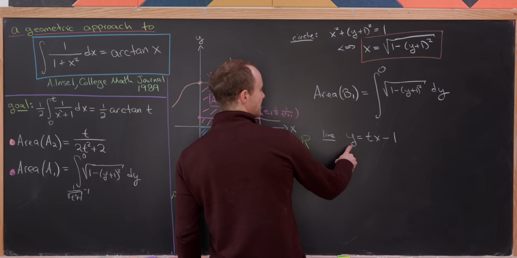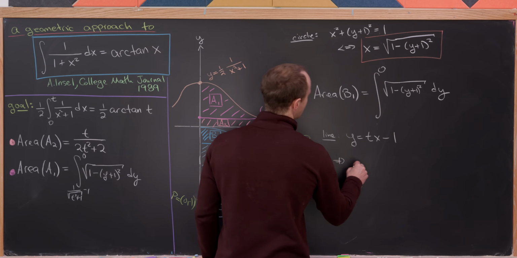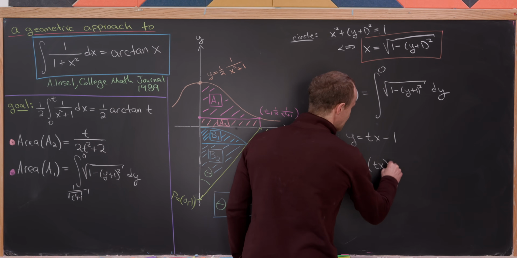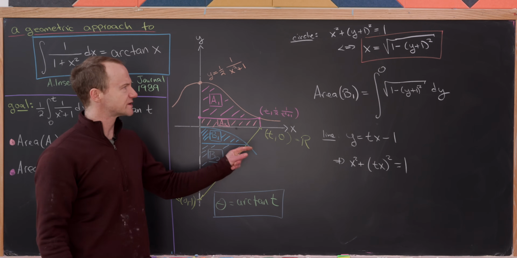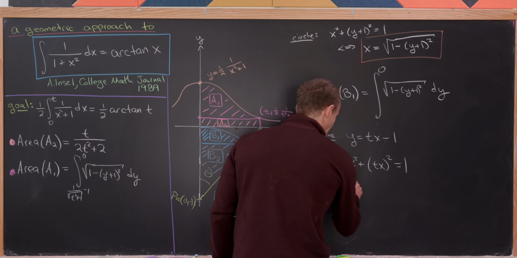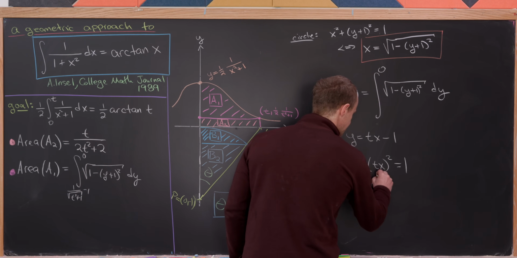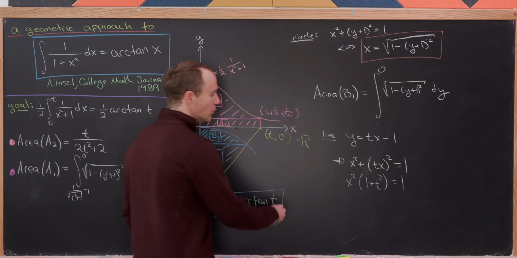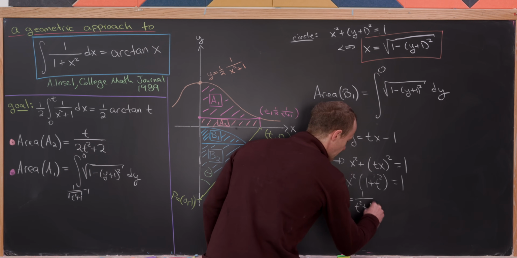So let's see, we'll put this value of y into the equation of our circle, and that's going to give us x squared plus t squared times x squared equals 1. Of course, the -1 and the +1 are going to cancel. But observe that we can factor an x squared out of this, and we'll be left with 1 plus t squared, and that's equal to 1. Oh, but now solving for x, we'll have x equals 1 over the square root of t squared plus 1.